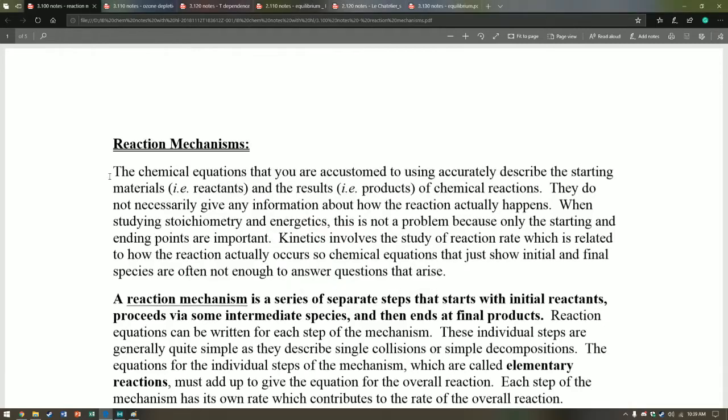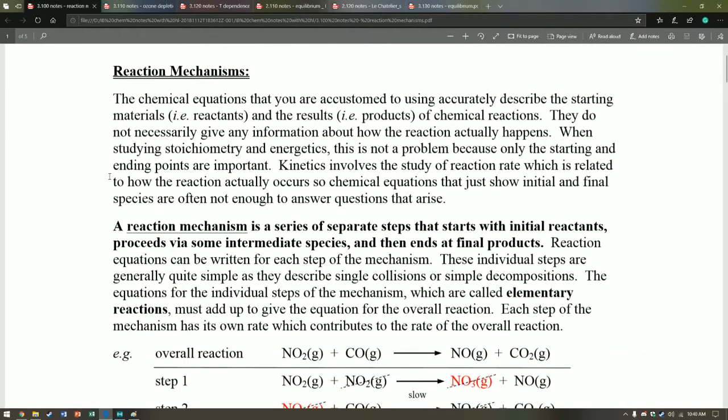Alright guys, welcome back. Today we're going to be talking about reaction mechanisms, and then we're going to be looking at the ozone layer depletion, since I think it's a nice application of this reaction mechanism stuff. The chemical equations that you are accustomed to seeing are generally describing a net reaction and not the individual steps of a reaction. A reaction mechanism is a series of steps that starts with the initial reactants, proceeds via some intermediate species, and then ends at the final products.